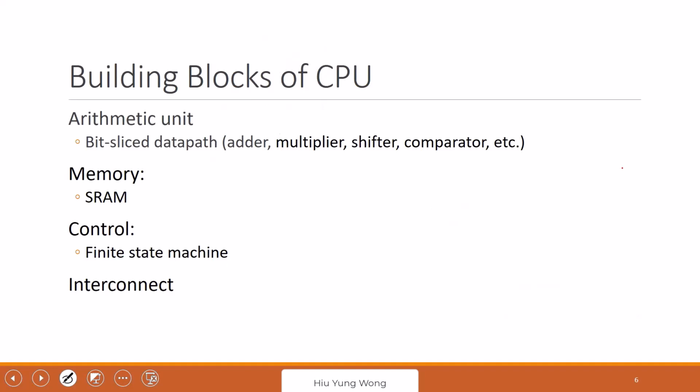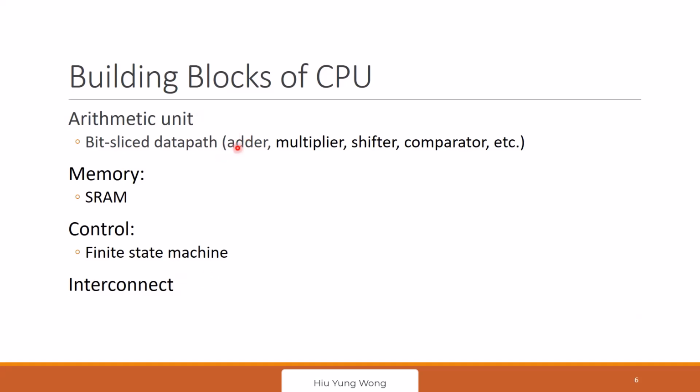For a CPU, basically, we have a data path where you do the addition, multiplication, shifter, and comparison. And we also have a memory part, the SRAM, right? They're on the same die, very fast, right? Of course, we need to control it. It's the finite state control machine, and interconnect is important, right? So later we'll talk a little bit about SRAM. Control, we are not going to discuss. This is more at the computer architecture level, right? Interconnect, okay, we discuss a little bit. So mostly we're discussing the arithmetic unit.